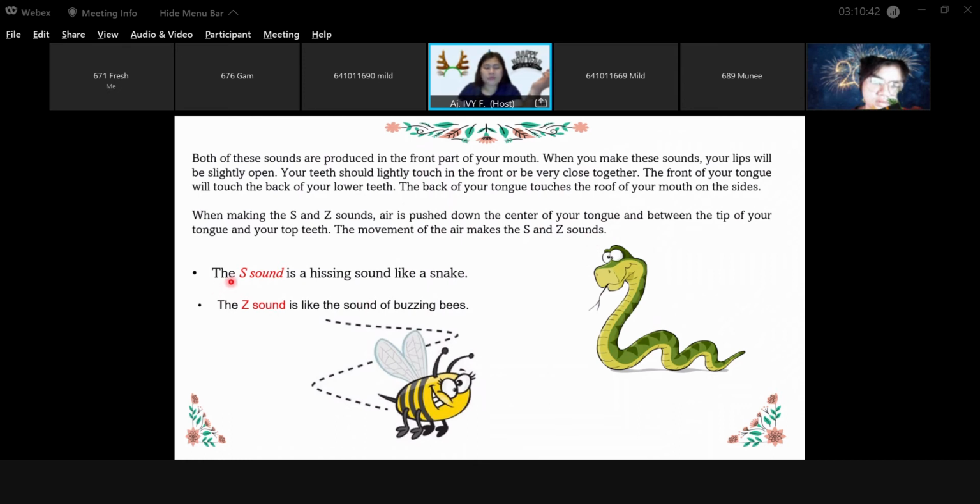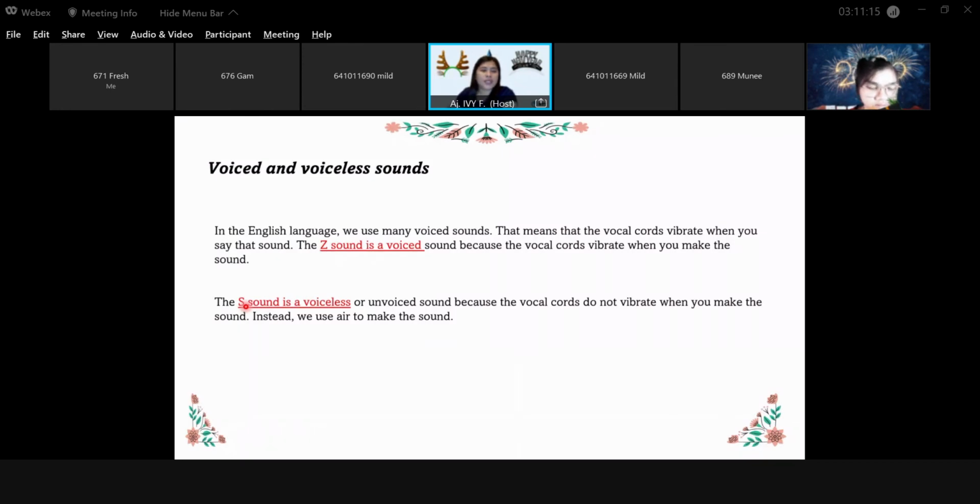The movement of the air makes the S and Z sounds. Just for example, the S sound is a hissing sound like a snake. It's voiceless. No effort. But the Z sound is like the sound of buzzing bees. If you can hear that, there's a difference. Snake and the bees. So that's the sound for S and Z. Okay, and the voiced and voiceless sound. In the English language, we have voiced sounds. That means that the vocal cords vibrate. As I keep on mentioning, the Z sound is a voiced sound because the vocal cords vibrate when you make that sound, and the S sound is voiceless because the vocal cords do not vibrate.